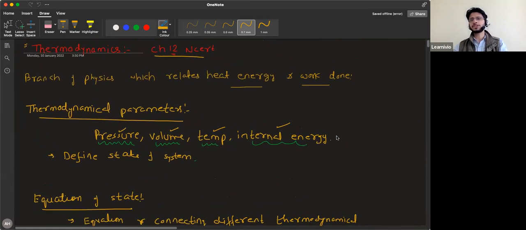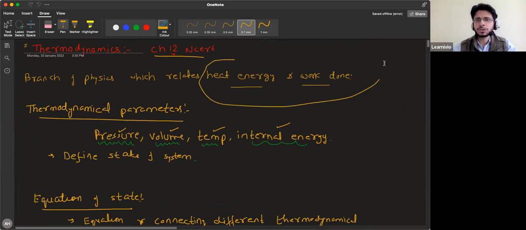See, the initial definitions, these are just definitions. So what you can do is you can take just screenshots. I'm explaining them. No need to write. So what is thermodynamics? It's basically the branch which is related to heat, energy, and volume.